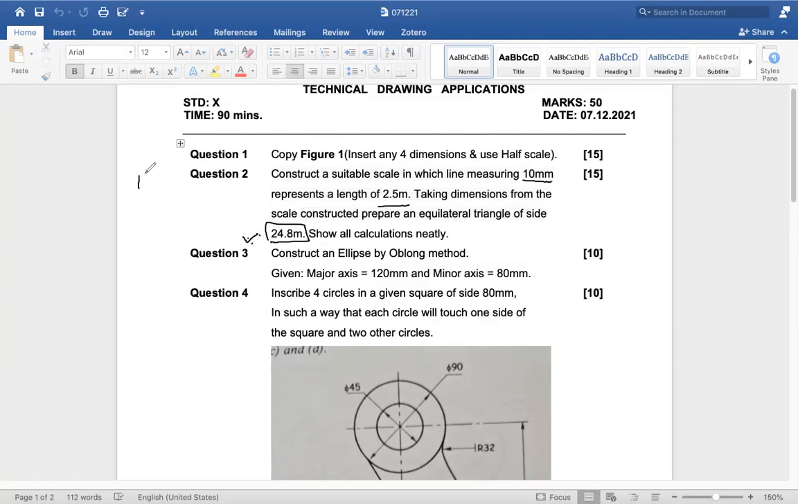We need three things in a scale: RF, ML, and LS. RF, we know RF is what? Drawing length upon actual length. So drawing length is 10 mm. Actual length is 12.2.5 meter. Maximum length is 24.8. So how much will we take? Maximum length will take how much? 30 meter.